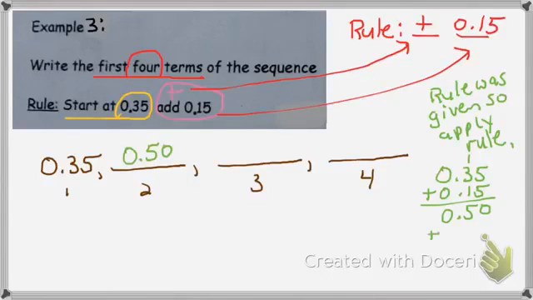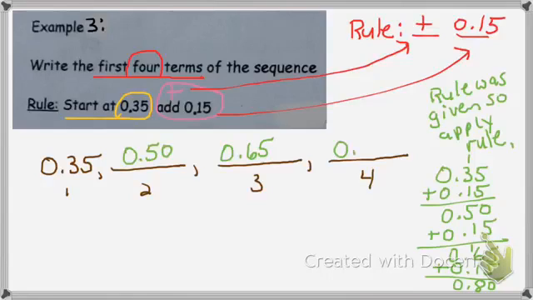Now I'm going to apply the rule again, which is the plus 0.15, still lining up my decimals. I add them together, and I get 0.65, so I write that down as my 3rd term. And I applied the same rule again, 0.15. I add them together, and I get 0.80, so I put that down. That is my 4th term.